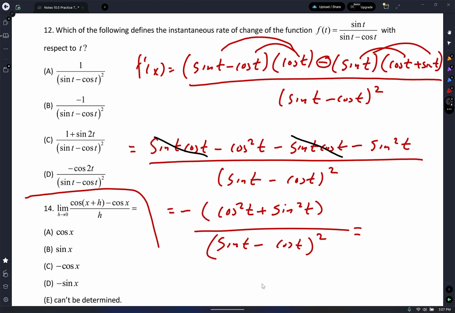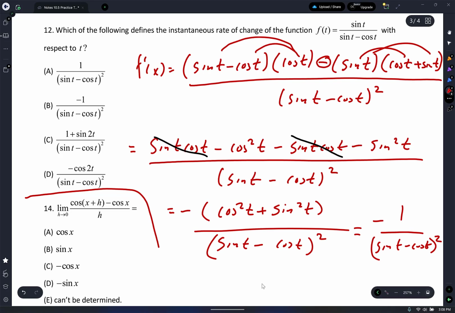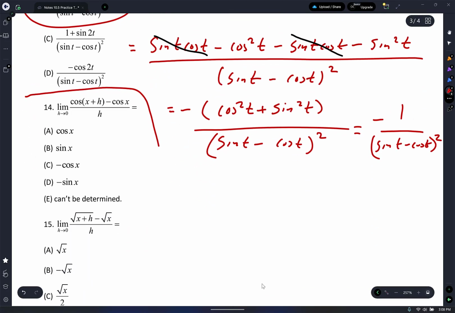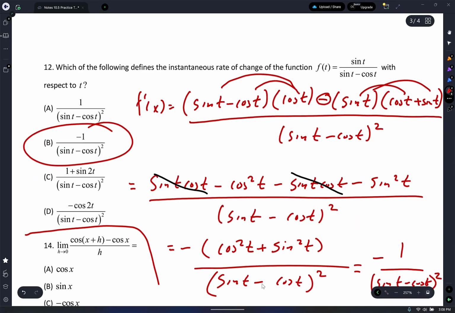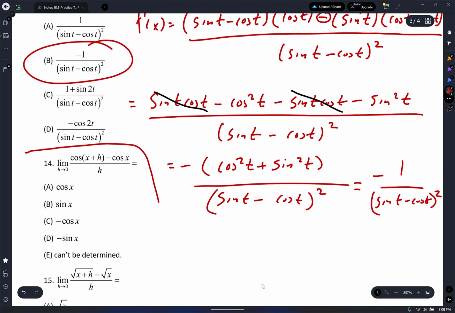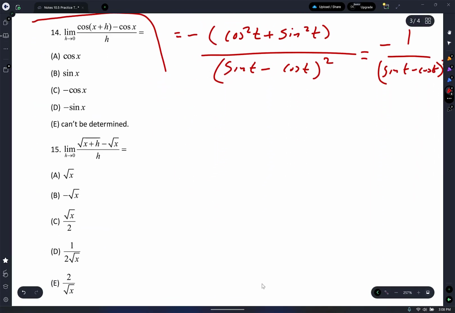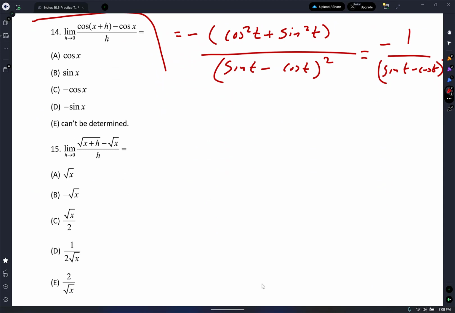Cosine squared plus sine squared is the same thing as 1. So I have a -1 on the top over (sine t minus cosine t) squared. So what's the answer? B. Well, it does say find the instantaneous rate of change, so you don't have to say y prime. All those are rates of change. Instantaneous rates of change.